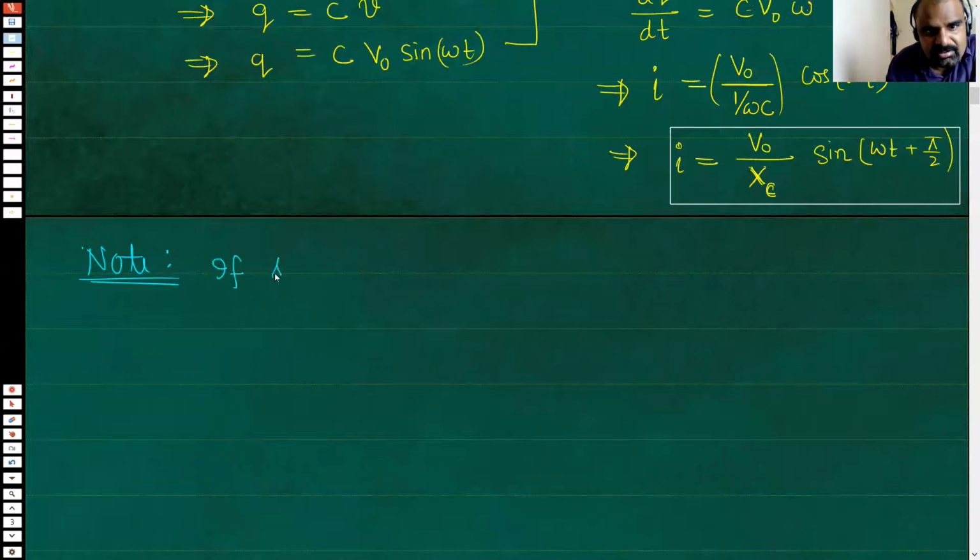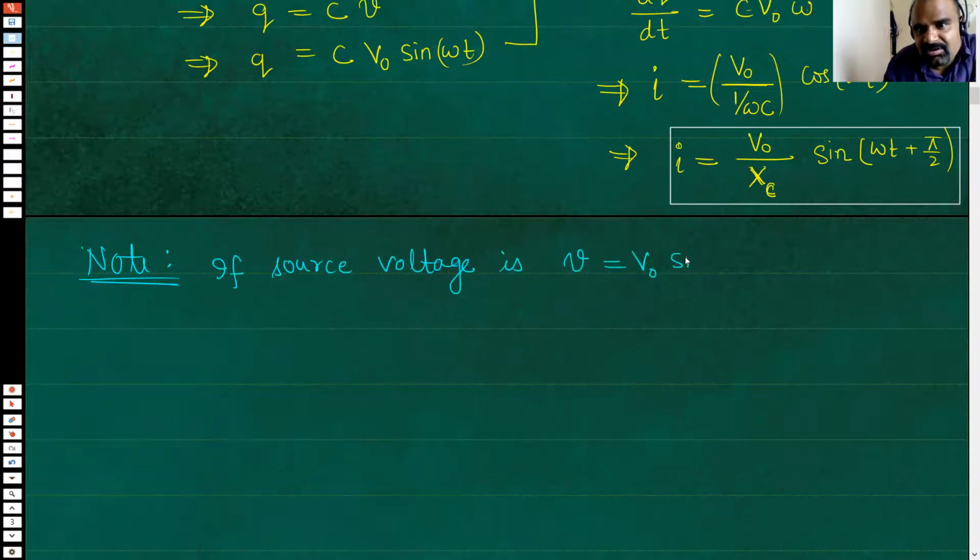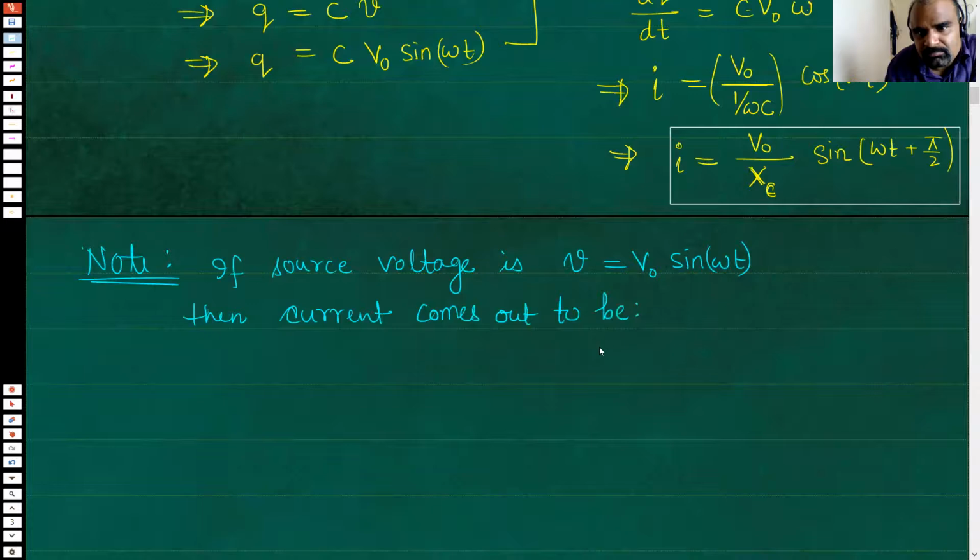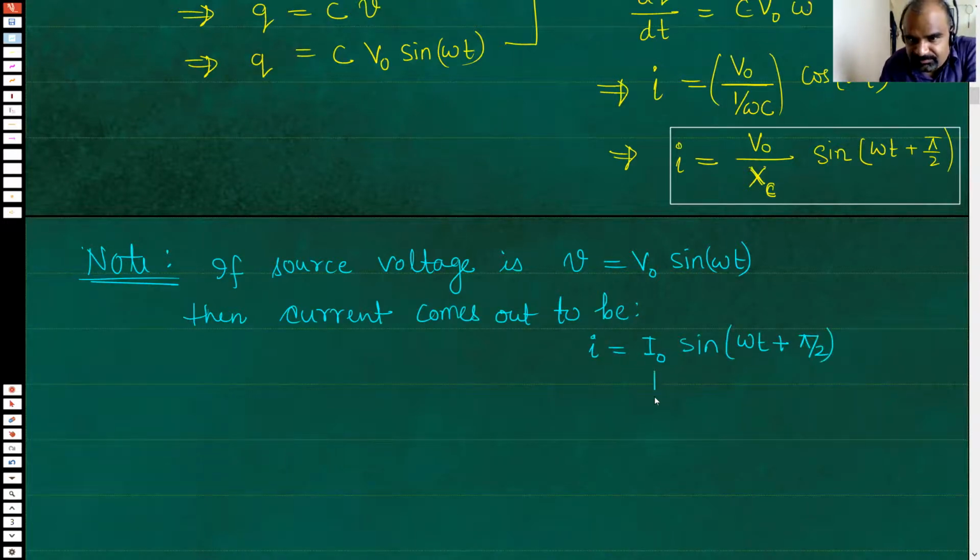Okay, if source voltage is V equal to V naught sine omega t, then current comes out to be I is equal to I naught sine omega t plus pi by 2. You can see here this I naught is basically V naught by XC.